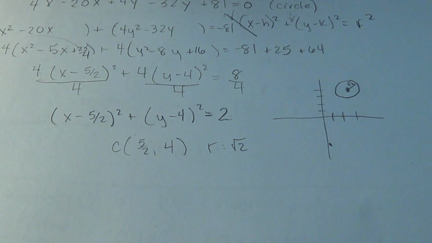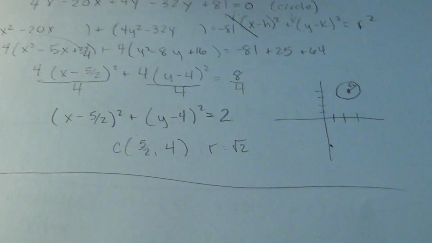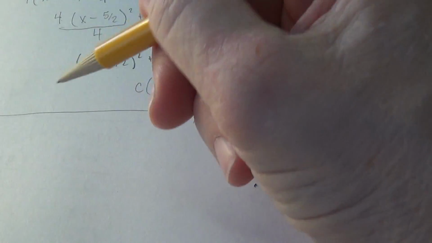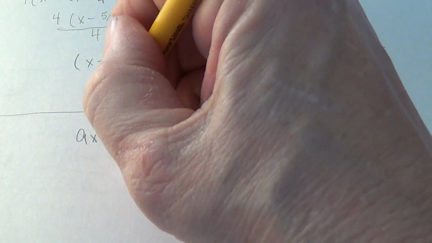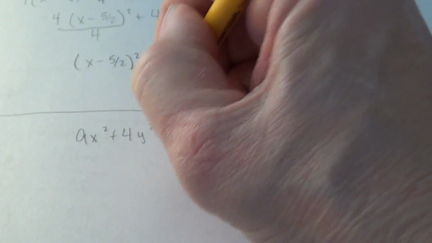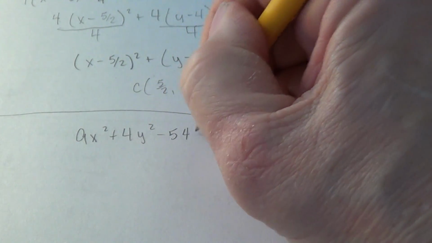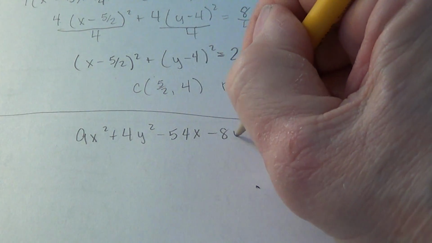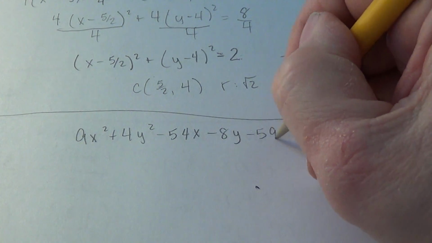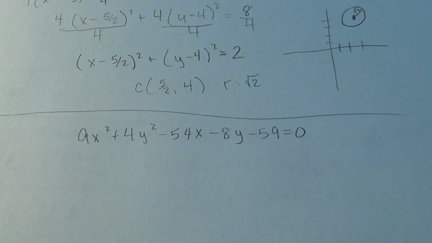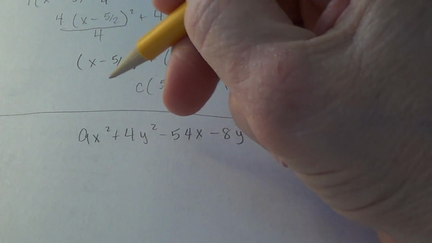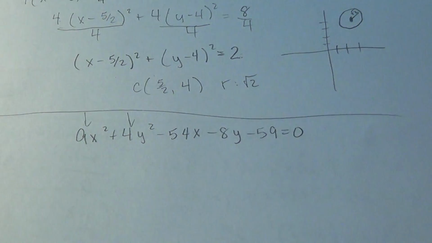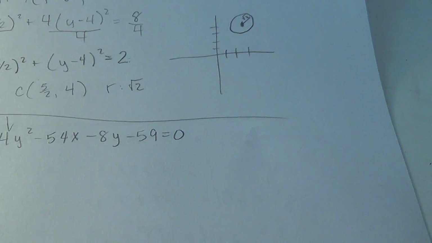All right, last up for our show tonight: 9x squared plus 4y squared minus 54x minus 8y minus 59 equals 0. Okay, the only one we have left to do is when the x squared term and the y squared term have different coefficients with the same sign. They're both positive or both negative. That is the ellipse.